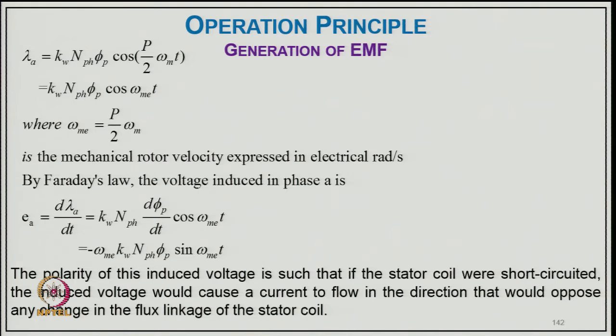So, according to Faraday's law, the induced voltage e equals d lambda upon dt, that will become k_w N_ph d phi upon dt into cos(omega_m t). So, that becomes minus omega_me k_w N_ph phi sin(omega t). The polarity of this induced voltage is such that if the stator coil were shorted, the induced voltage would cause a current to flow in the direction that will oppose any change in the flux linkage of the stator coil.